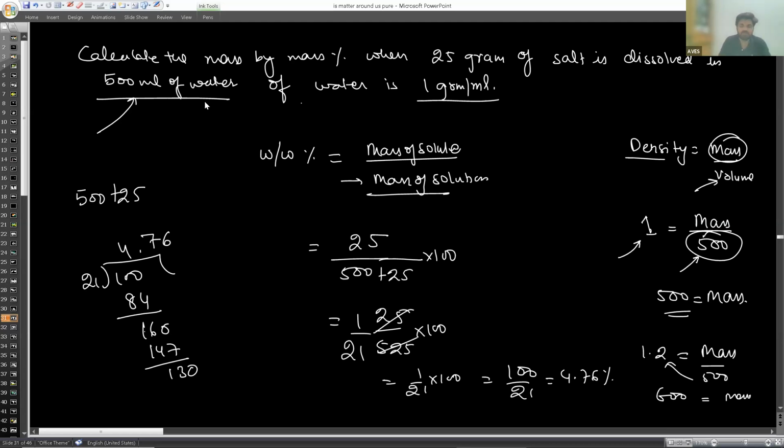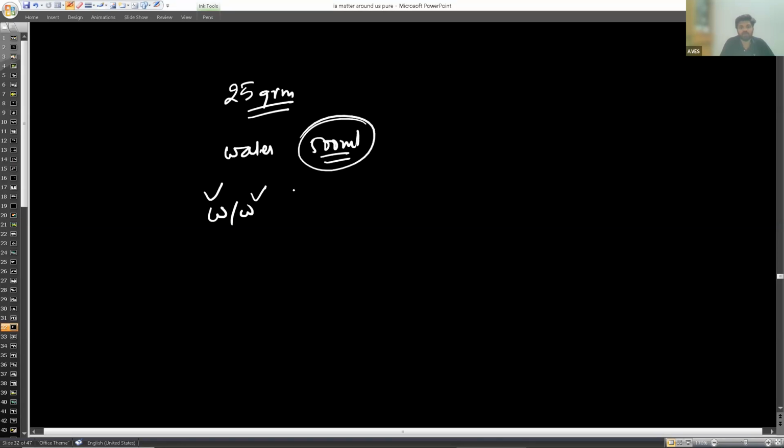So let me explain this one here. For example, it is saying 25 gram of salt. So the salt is in grams, but the water is in 500 ml. Water is not in grams, and it is asking for W by W. So both should be in grams, because weight is in grams. But here it is in ml. So you have to convert this one into grams first.